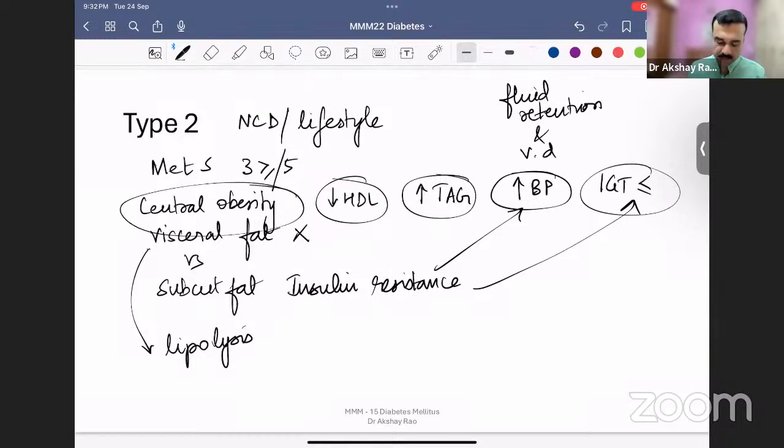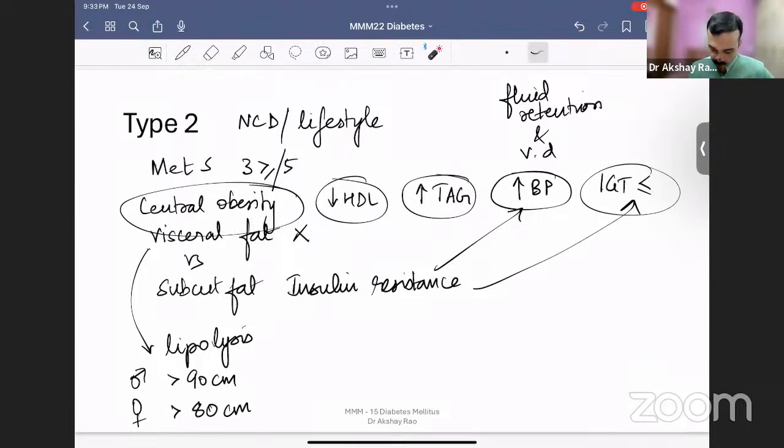But everything is kicked off by this visceral fat or central obesity. How do you define central obesity? In South Asians, central obesity is defined as the waist circumference in men exceeding 90 centimeters and in women exceeding 80 centimeters. Okay, there are different cutoffs for different races, but for South Asians, that means us Indians, it's 90 for men and 80 for women. That is the waist circumference.